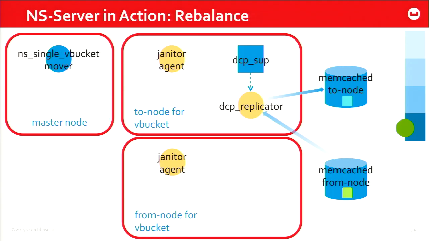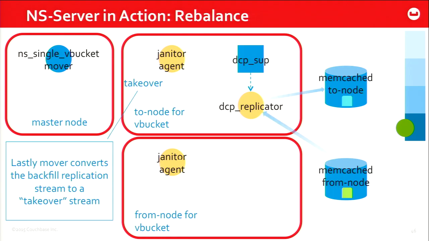So this is what happens. We send a takeover message. I'll go through it again. But basically, we send a takeover message to the new node saying, hey, can you shut down that stream and open a takeover stream? And the job of the takeover stream is just as it describes. It will instruct memcached in the from node to stream that stuff.